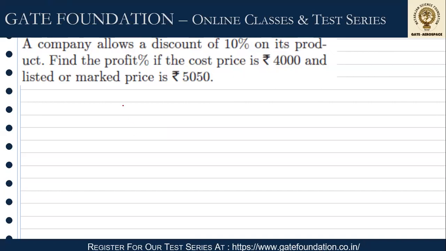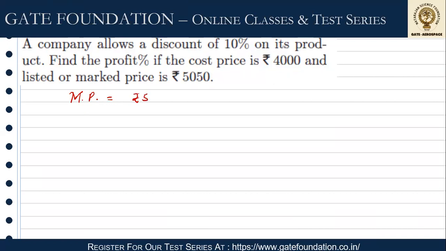Fine, let's try to solve this one. A company allows a discount of 10% on its product. 10% discount will apply. Fine. Find the profit percentage if the cost price is 4,000 and listed or mark price is 5,050. The mark price has been given.